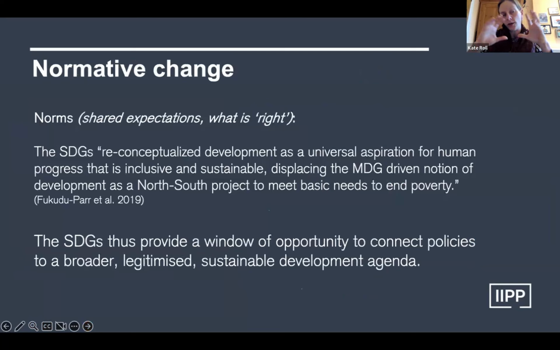I think we can think about it in two ways. One is normative change. The SDGs are a statement of values, a statement of purpose, of what's important. So let's orient our actions around that. It's a normative change, shared expectations about what is right. And the SDGs provide some language and momentum for policies that may have floundered.